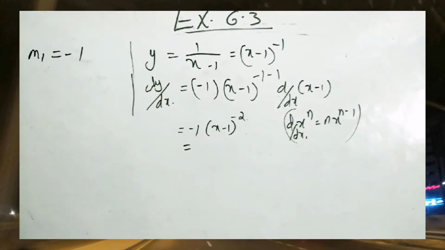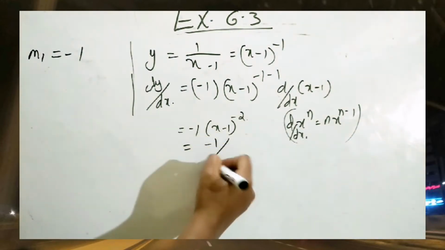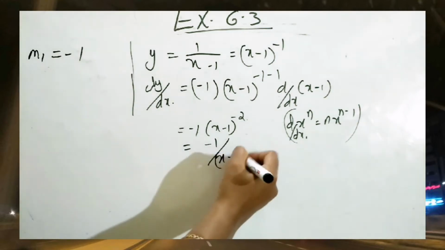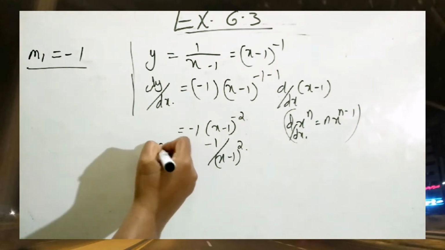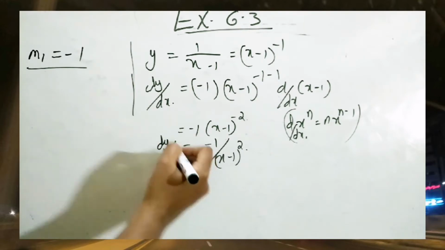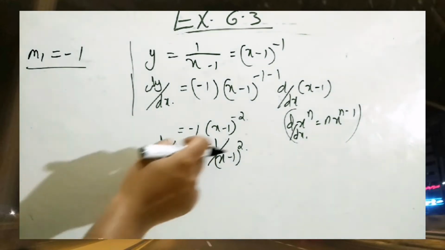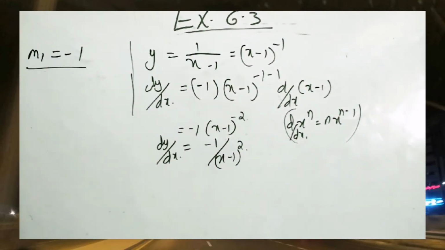Now just take this (x minus 1) raised to minus 2 into the denominator. Then that becomes minus 1 divided by (x minus 1) all raised to 2. In this question, the slope of the tangent is given, that is minus 1. And here we got dy by dx, which means the slope of the tangent, equal to minus 1 divided by (x minus 1) all squared.